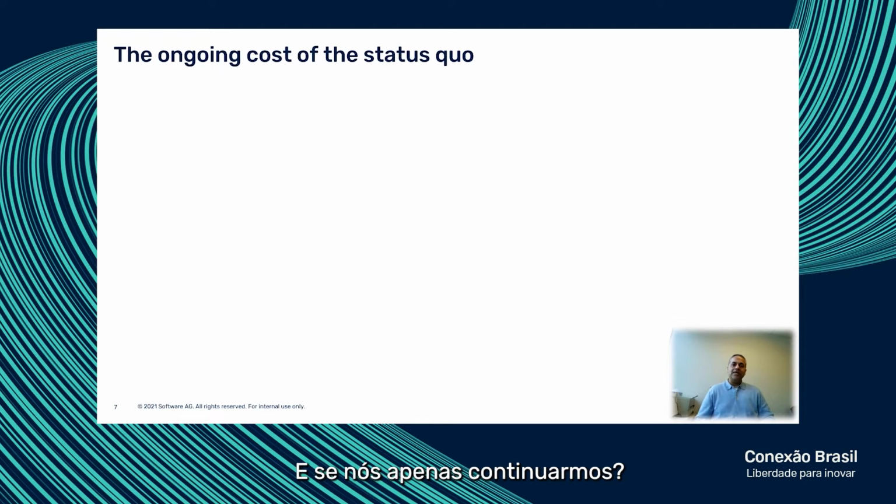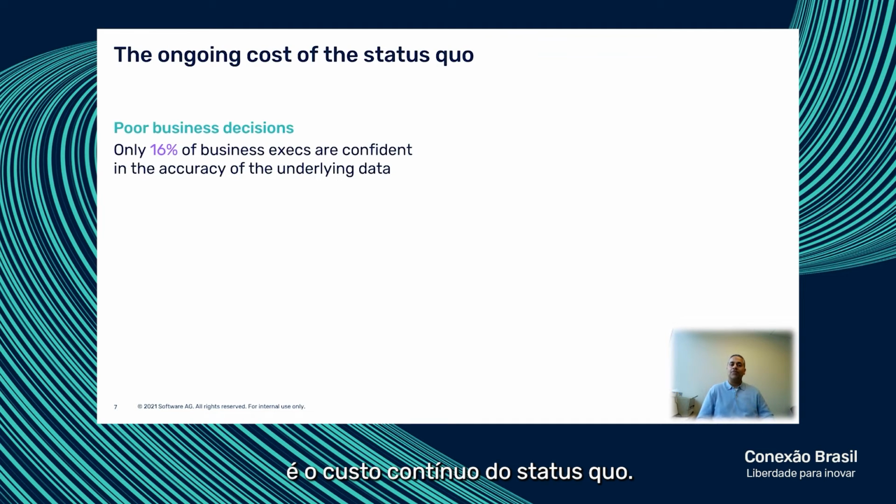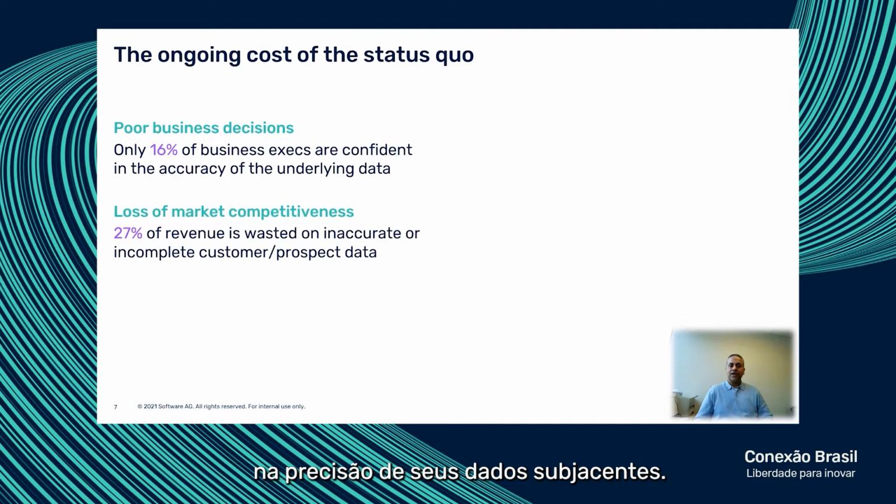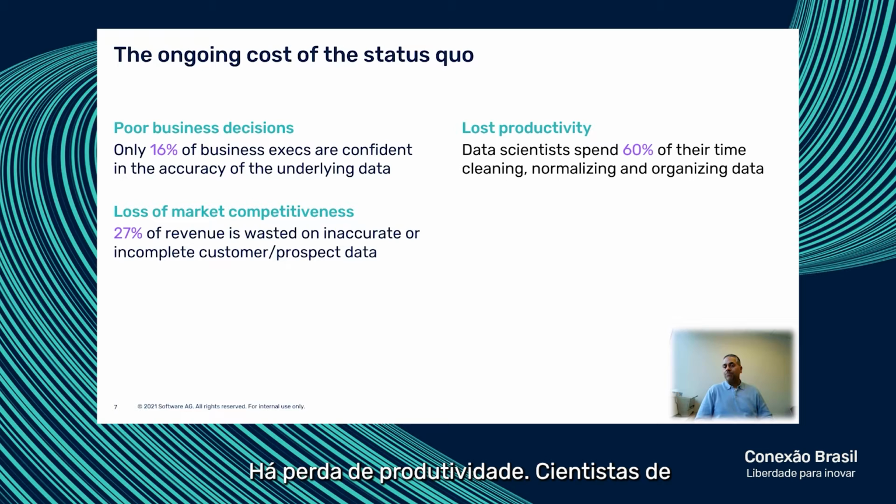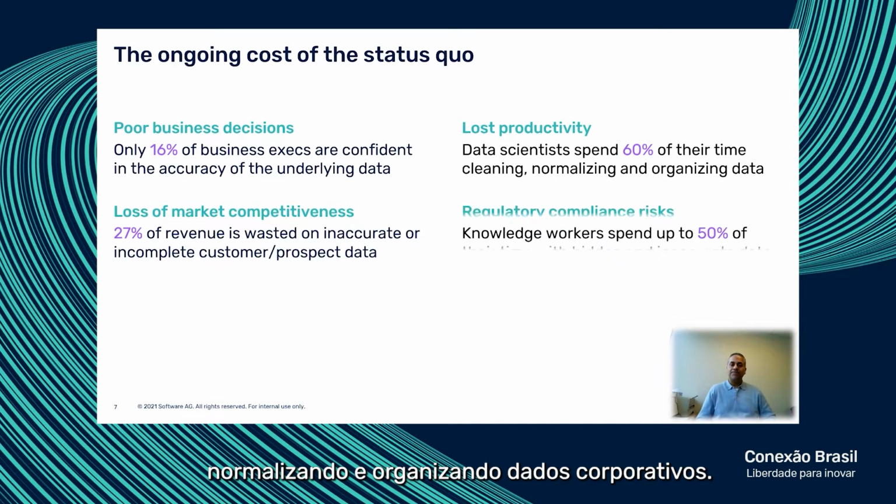What if we just stay as we are? Well, there's an ongoing cost of status quo. Poor business decisions. Only 16% of business execs are confident in the accuracy of their underlying data. There's the loss of market competitiveness. 27% of revenue is wasted on inaccurate or incomplete customer prospect data. There's loss of productivity. Data scientists spend 60% of their time cleaning, normalizing, and organizing corporate data.